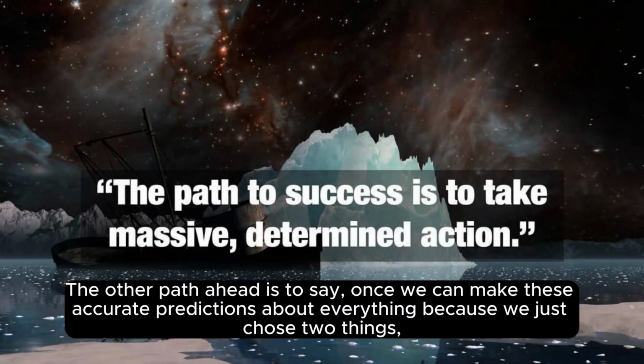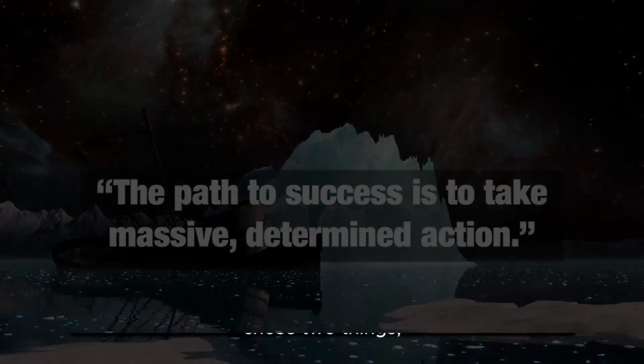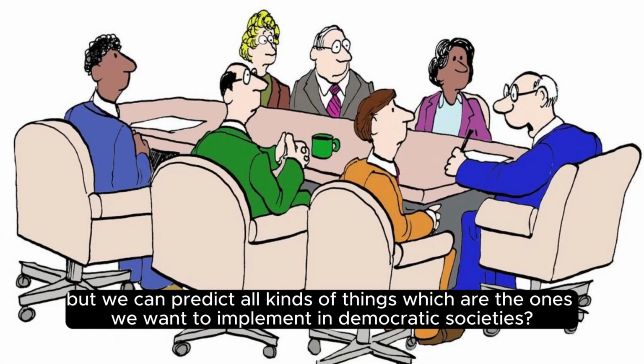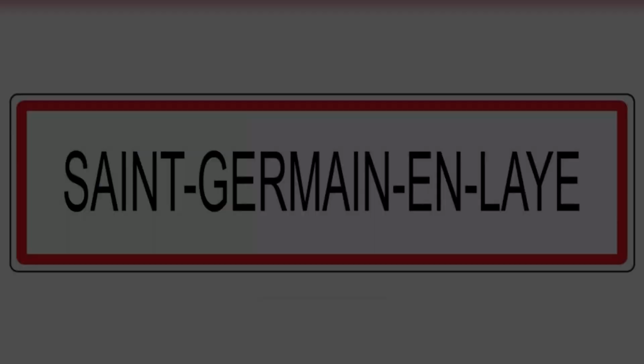The other path ahead is to say, once we can make these accurate predictions about everything, we can predict all kinds of things, which are the ones we want to implement in democratic societies, Lehmann says.